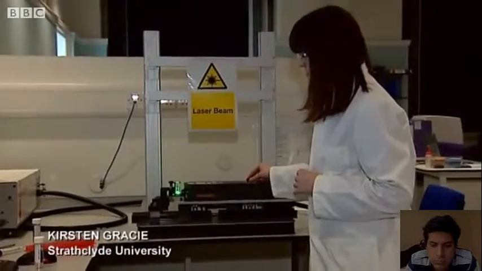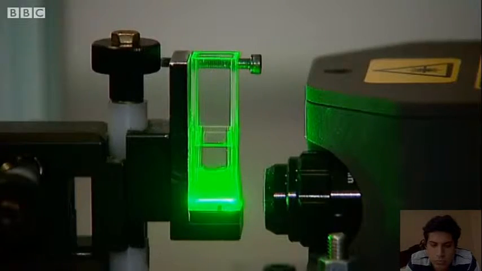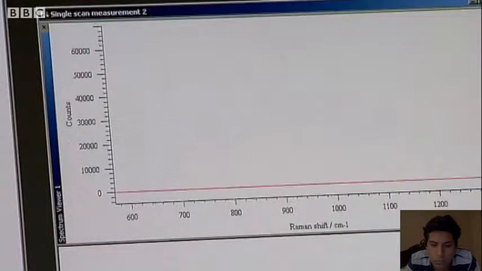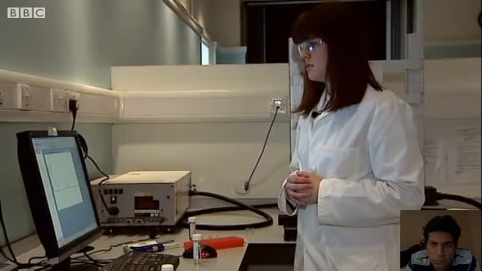And we just turn on the laser beam and you can see that the laser is hitting the sample directly. You can see that nice scattering that you've got here. And all we do is we just run the sample and hopefully you'll be able to see the SERS peaks.